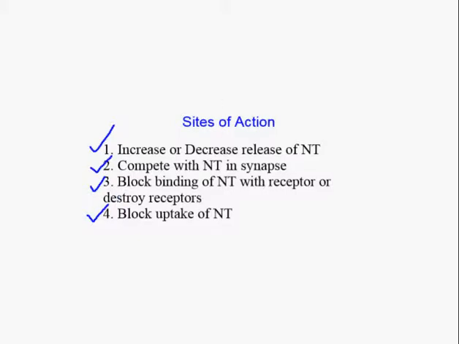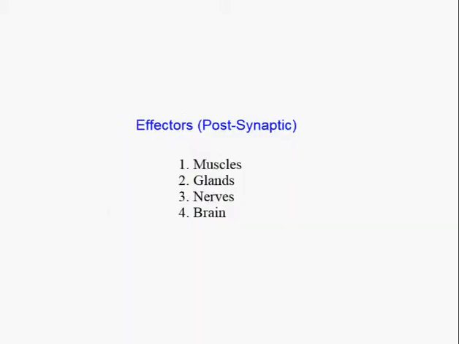Who are these guys that might be changing all this stuff? Well, we'll get to that in a second. Let's first talk about who they could be changing the effect of. The synapse is between a nerve and somebody else, but it doesn't necessarily have to be another nerve. Maybe the postsynaptic cell is a muscle, maybe it's a gland, or maybe it's actually your brain. These could be nerves running into the brain.